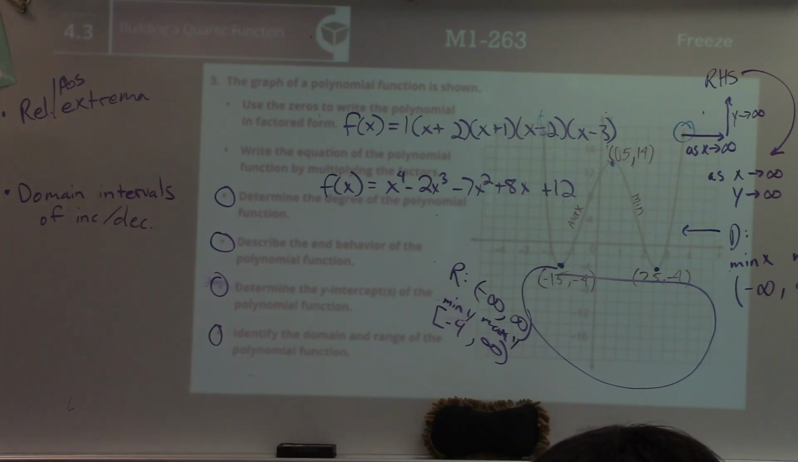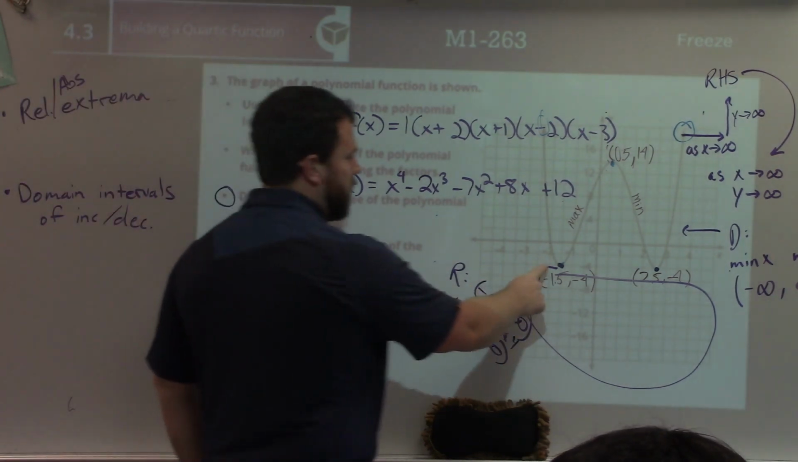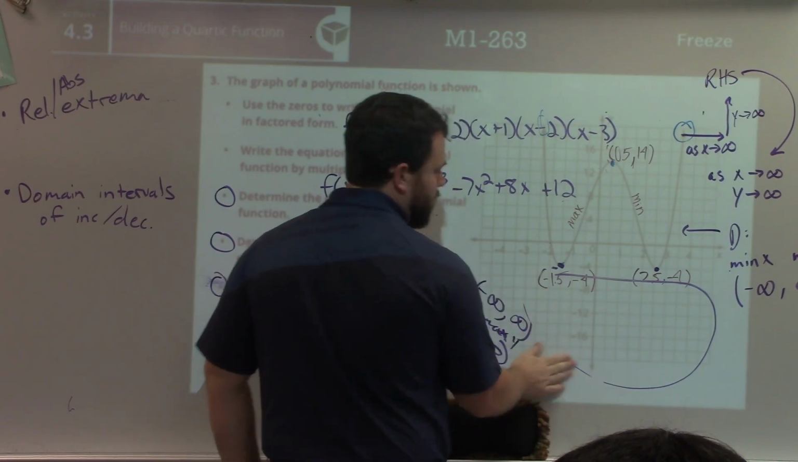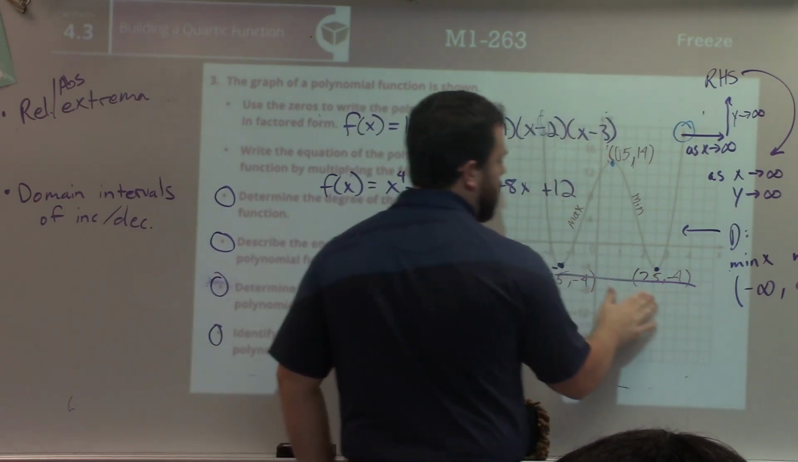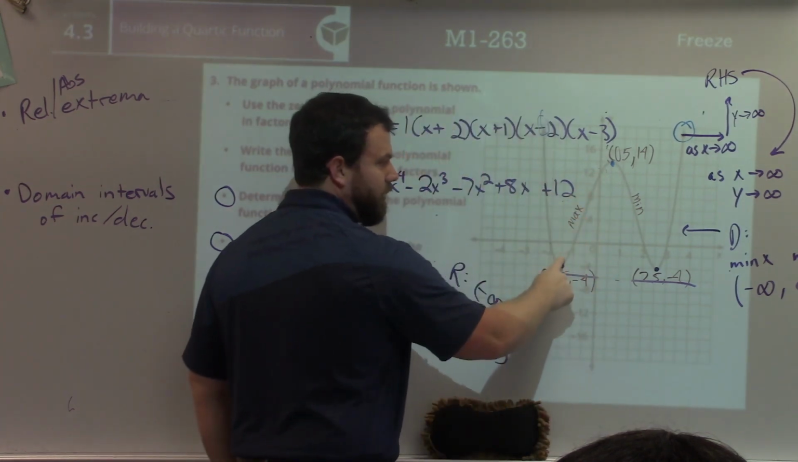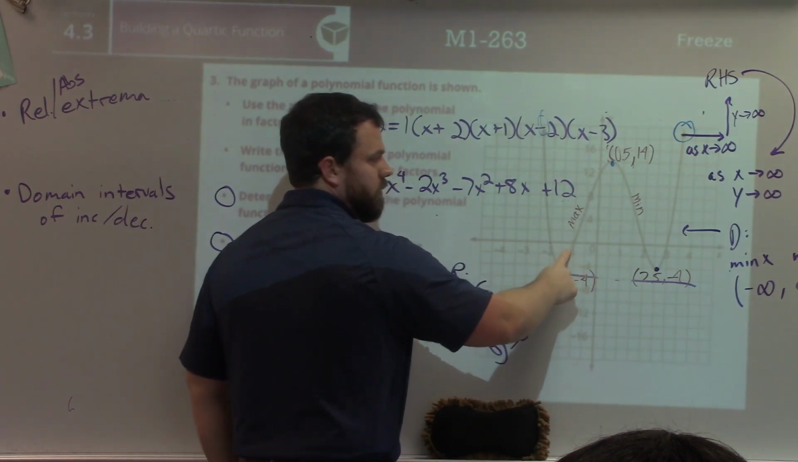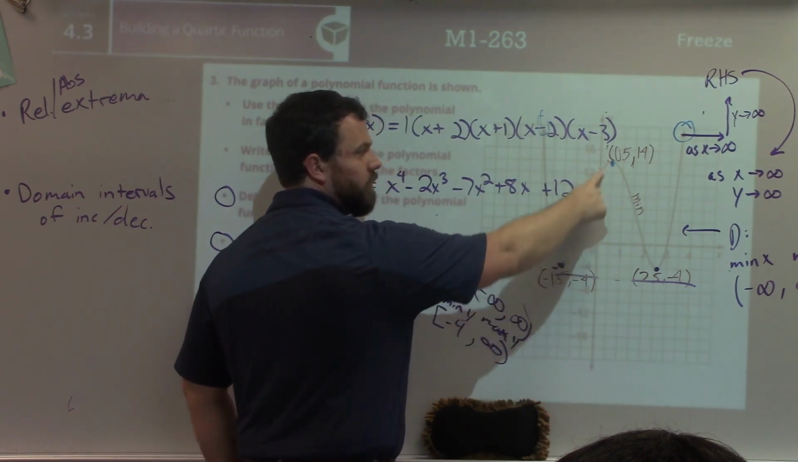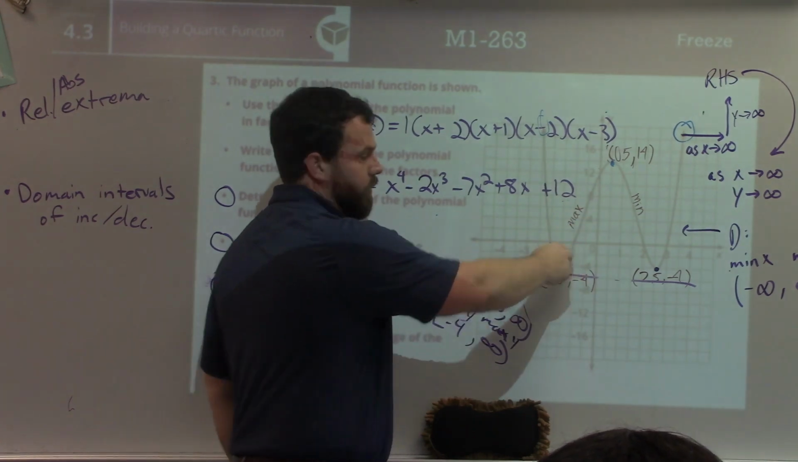Alright, so that's our domain and range. Now, I want to just point this out. This group up here did a really good job of marking their extrema. Now, I need to point this out though. Is this right here a max? It's okay to make mistakes, we just got to learn from them. Is this a max? No, what's happening right here?